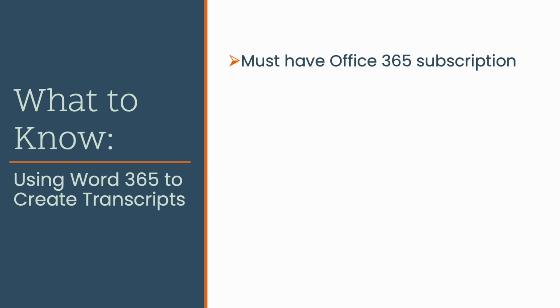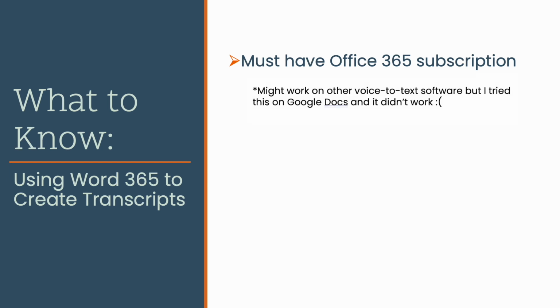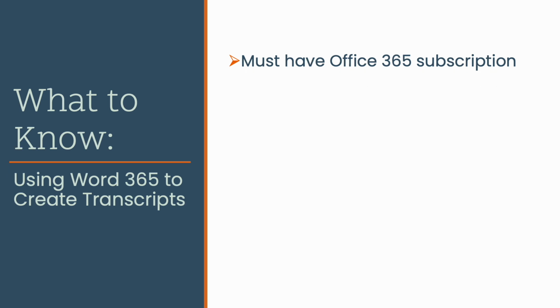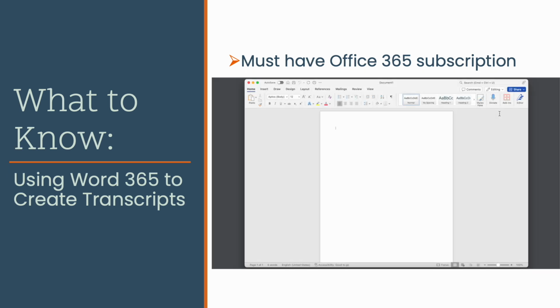The first thing to know is that this process will only work if you have Office 365, which has that dictate function. So check your Word subscription. It must say Word 365 or it might say Office 365, but look for the dictate function. So on my computer, it's a little blue microphone located in the upper right-hand corner of my Word window.